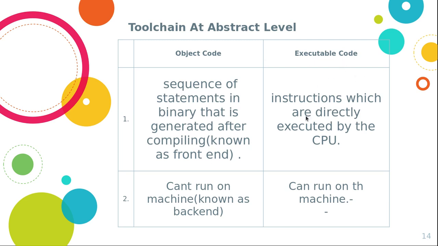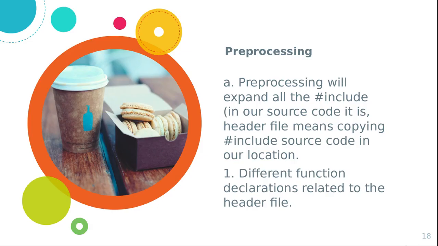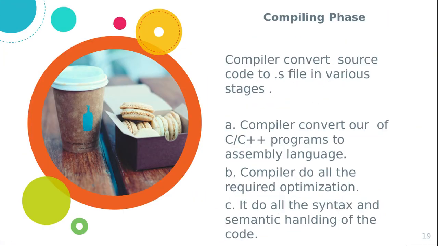Executable code instructions are directly executed by the CPU and can run. Oh, I should change it here. Source code cannot run on machine code; executable code can run on machine code. And we have seen these pre-processing phases, right? You people have understood these things.